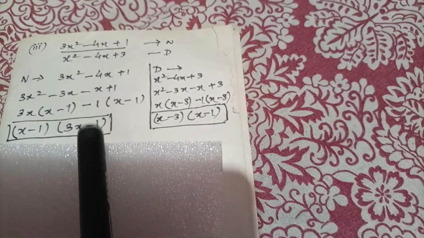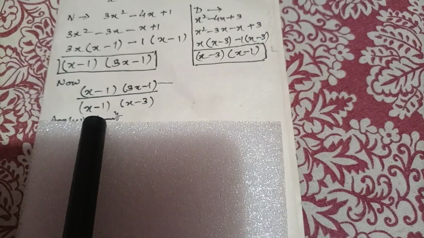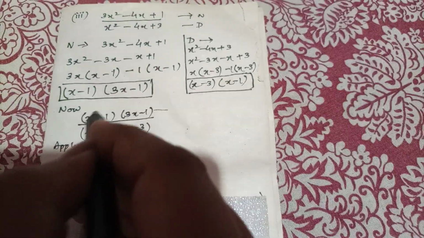Simply we have to write these two simplified terms one under the other. So writing like this, I will get x minus 1 into 3x minus 1, and this will be x minus 1 into x minus 3. These two terms will be simplified. Okay, I'm going to cancel them out. This will cancel this, and now we will have 3x minus 1 and x minus 3.